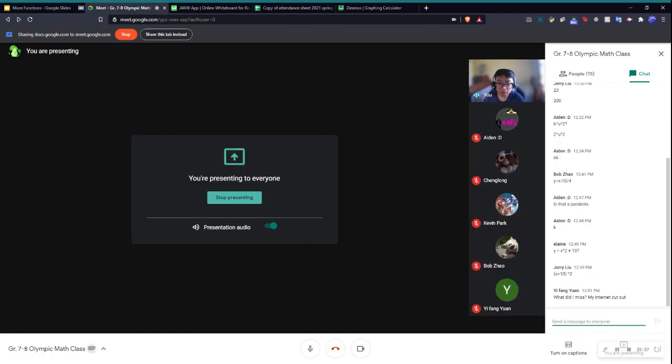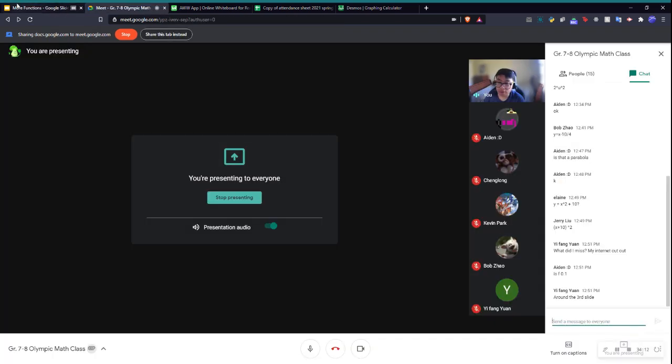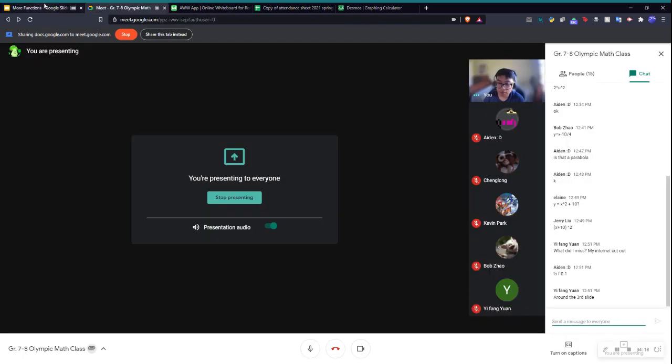Oh, your internet cut out, Yifang? When did it cut out? Do you remember? Around this third slide, like the third question, I think that's what you mean. Hopefully you were there when we took up the first problem. We were just taking up those problems, nothing too important. Aiden, you said was this F 0.1? Not sure what you mean.